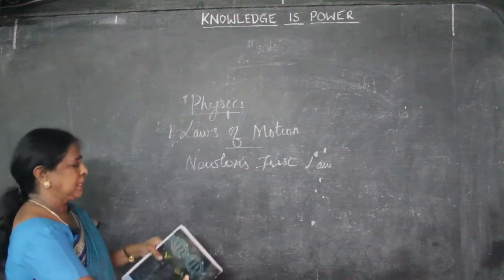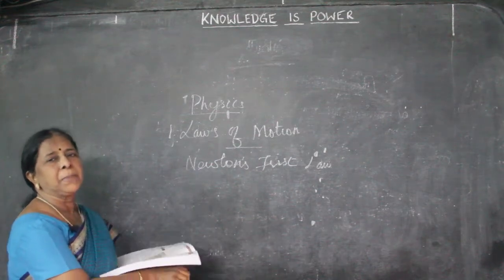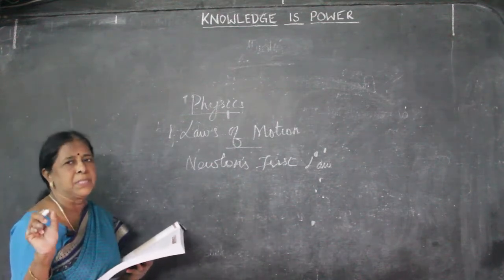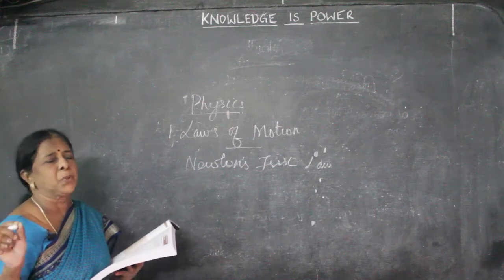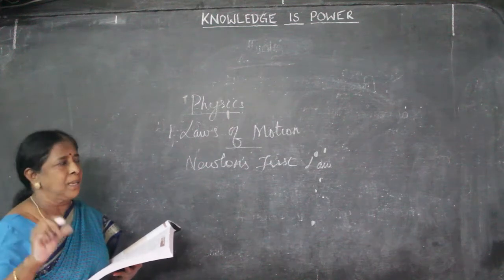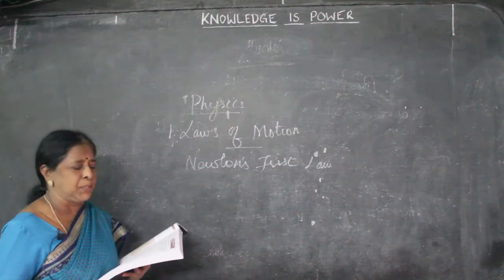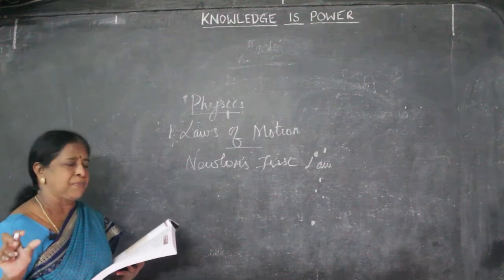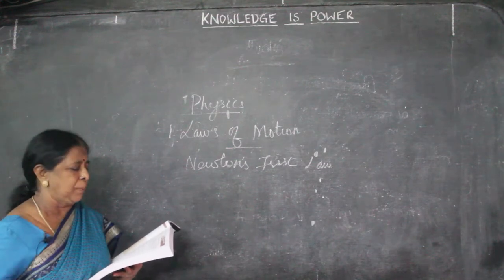So, take the textbook, page number 3, because we should not disturb the words. The words given in the textbook you have to write as they are. This is the law. If you write the law, you will easily get 2 marks. So, what is Newton's first law? Take pencils in your hand and mark down the important things.